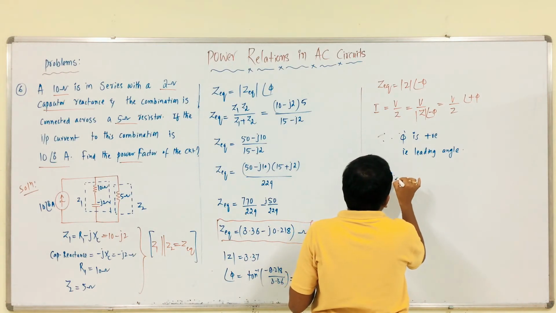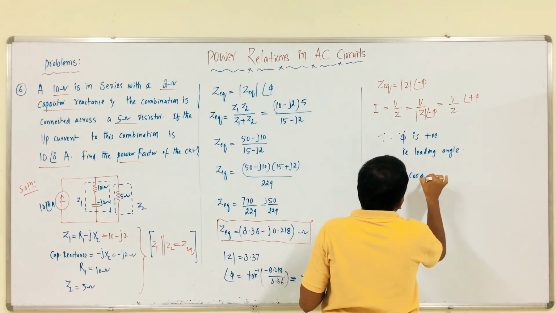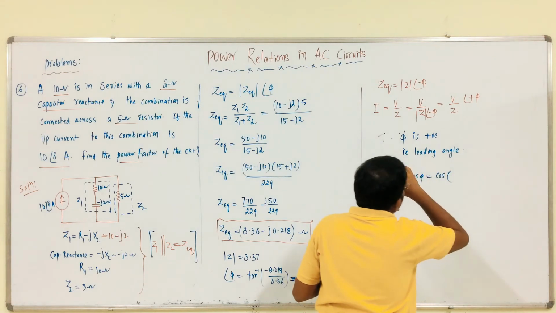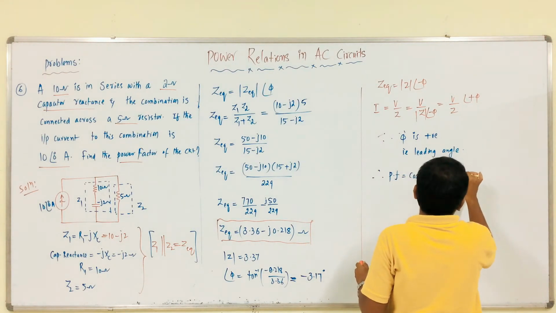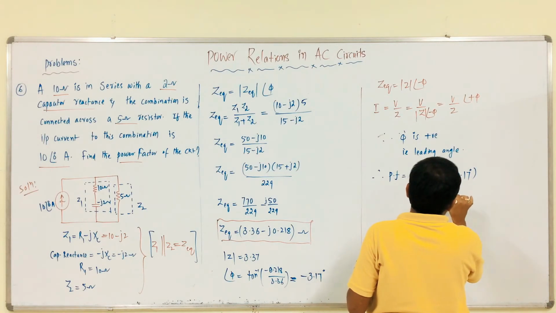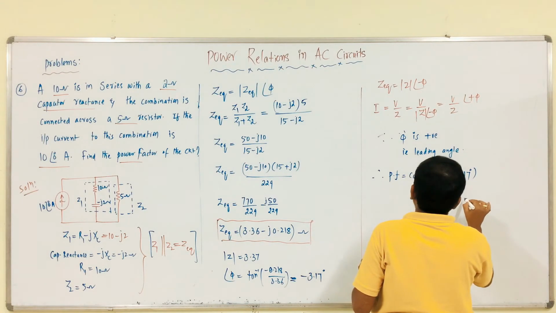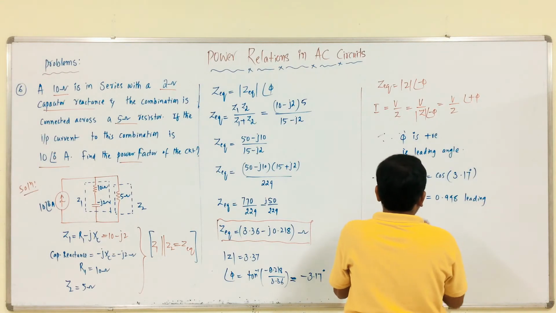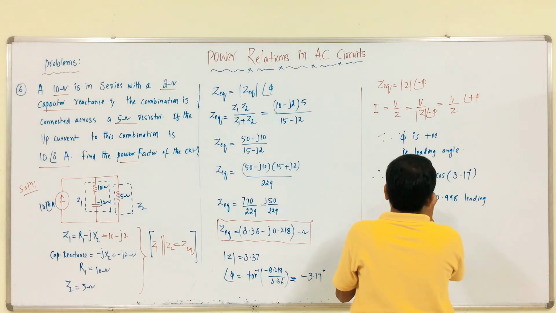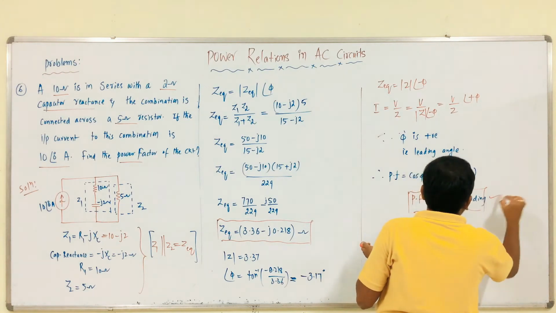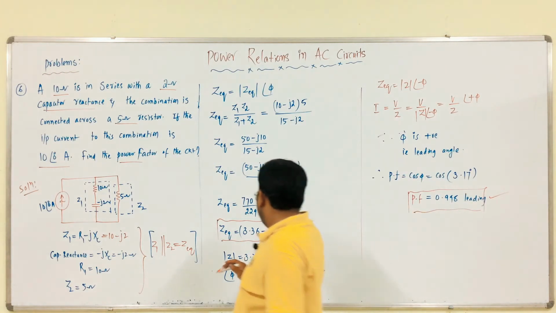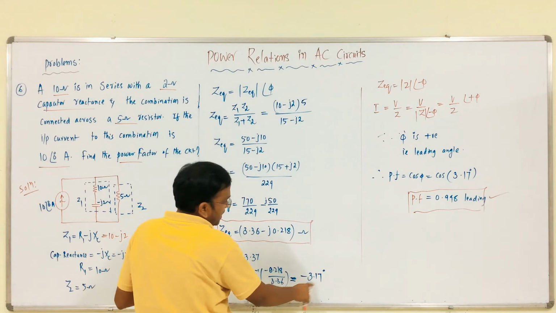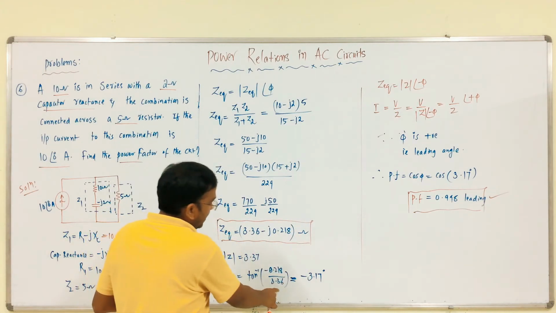Therefore, power factor is nothing but cos phi. Cos of that angle, 3.17, should be equal to 0.998 leading. The power factor is 0.998 leading, approximately equal to minus 3 point something. You can calculate this by using a calculator.